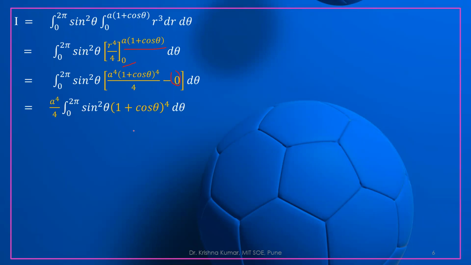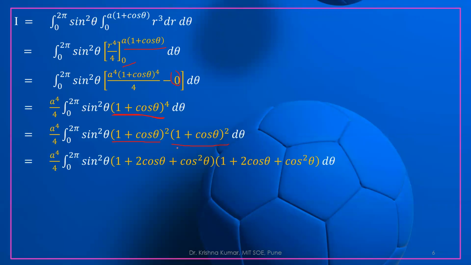Okay, now what we have to do? We have to expand it. It is a slightly lengthy part. So 1 plus cos theta whole to the power 4. What we will do is write a plus b whole square into a plus b whole square. So we have to multiply the square part, and again we square it. What is a plus b whole square? It is a square plus 2ab plus b square.